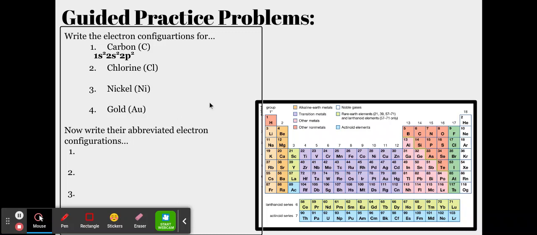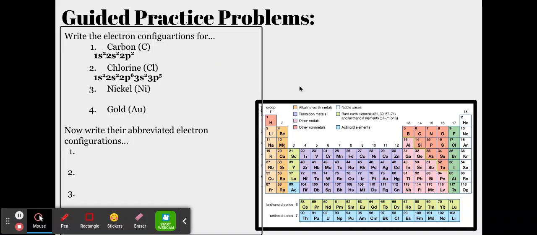Now for chlorine, you're moving past hydrogen and helium, so that's 1s2. Lithium and beryllium, that's 2s2. You're moving past all the p block, so that's 2p6, because you're moving past all 6 of those elements. You're going past the 3rd period s orbital sublevel, just s orbitals. So that'll be 3s2. And then chlorine is in the 3p block, so it'll be 3p5.